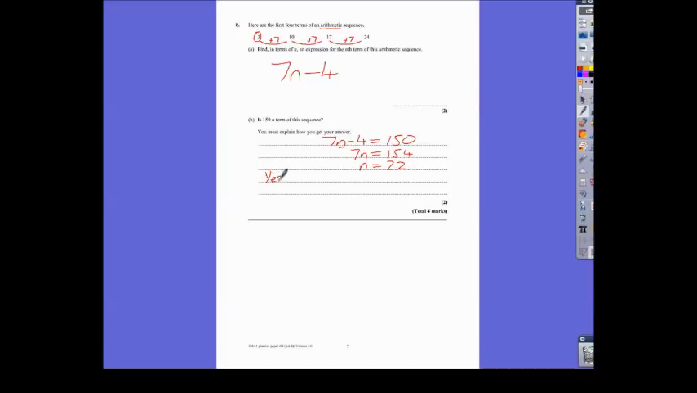So we need to write that. So yes, it is the 22nd term in the sequence.